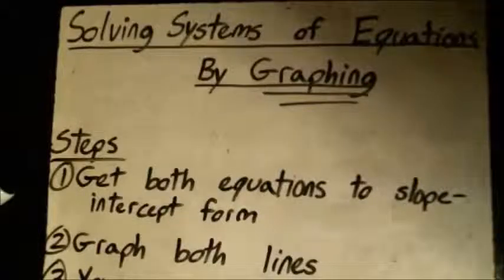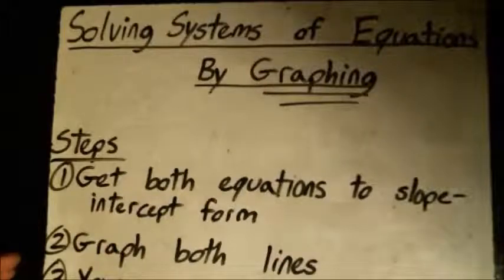Today we will be talking about solving systems of equations by graphing. So, there are multiple steps to this. The first step is you want to make sure that both your equations are in slope-intercept form. Now this isn't necessary, but seeing that it is the easiest to graph lines when they are in slope-intercept form, if they are not in slope-intercept form, you generally want to get them there.